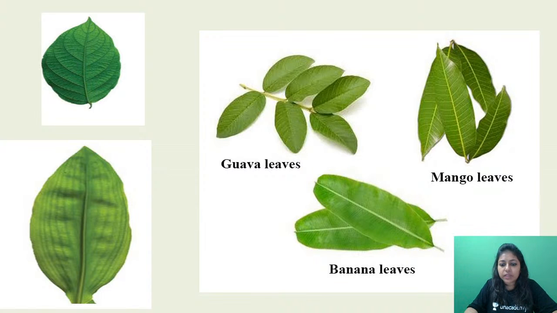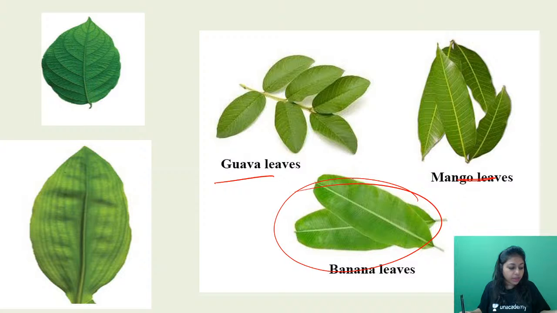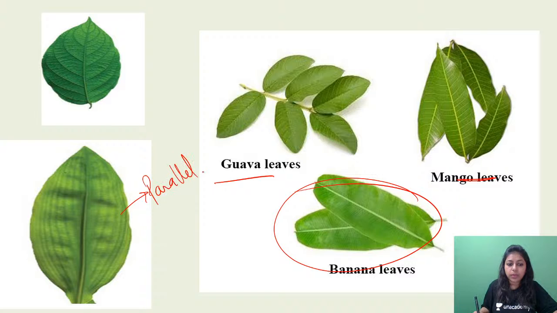Now, here are a few leaves, as I told you, guava leaves, mango leaves, which have reticulate venation. And then we have banana leaves, which have parallel venation. Yes, look at this. This is parallel. And here we have this one, which is what? Reticulate.